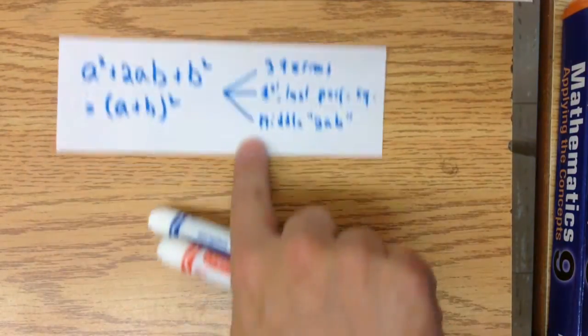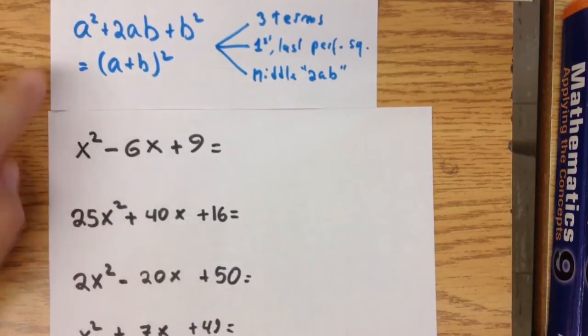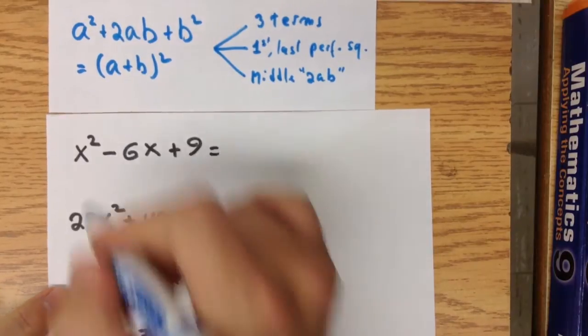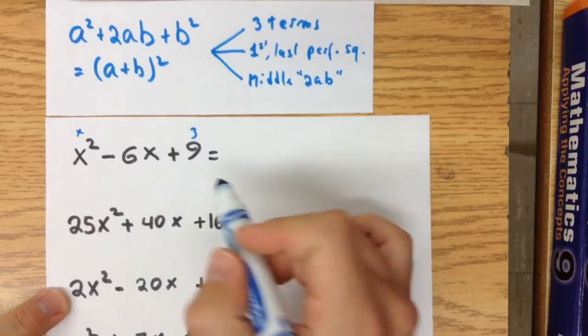So let's see if we can recognize them from the following examples. Here are my questions. And let's look at this first one. In the first one, we have x squared minus 6x plus 9. Maybe you want to stop it and give this a try on your own, but I'm going to just carry on. So that would be like saying this is just x squared, and this is 3 squared.